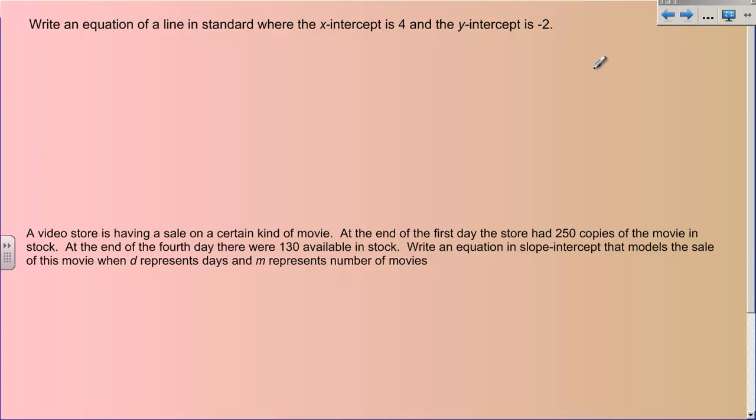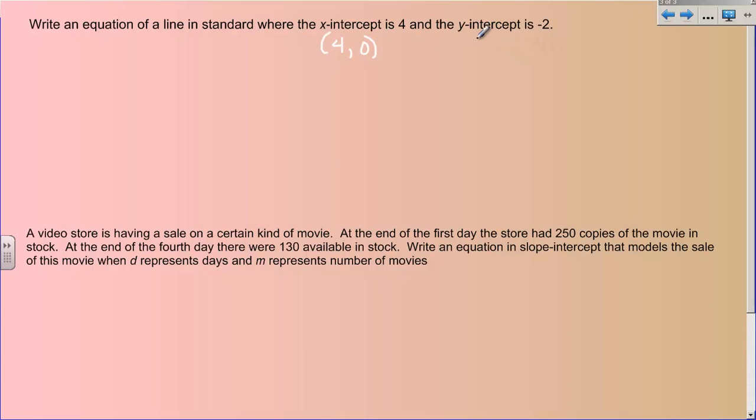Again, I want it in standard form. This one says write an equation in standard form where the x-intercept is 4 and the y-intercept is -2. They didn't really give me points. I don't have ordered pairs. But if you remember what we know about intercepts, the x-intercept is where the graph crosses the x-axis. And so the point is 4, 0, because x is 4, y has to be 0.